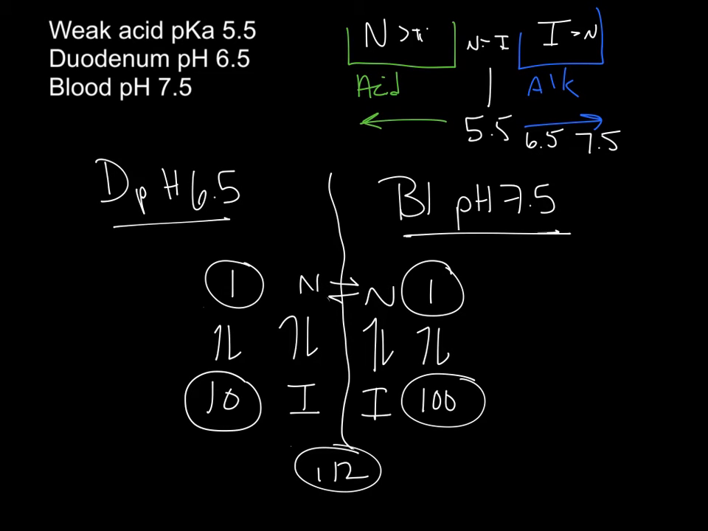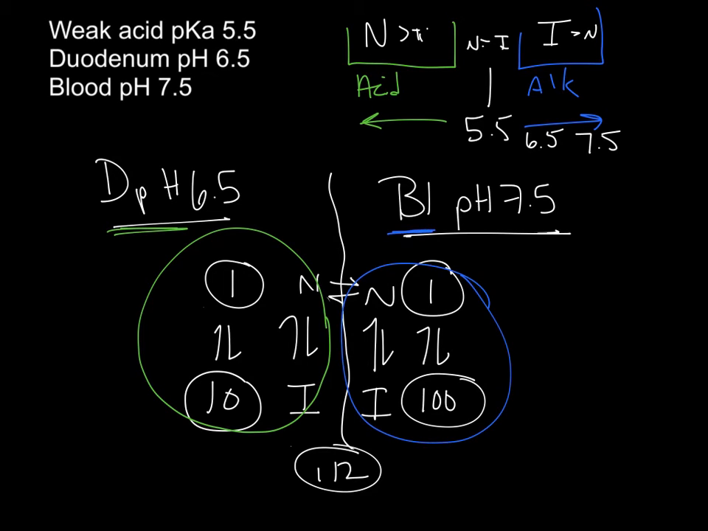And again, of those, we could figure out any proportion. But what we care about at this point now is what's the total amount that's in this duodenum? What's the total amount that's in this blood? So we're basically going to add up the N's and I's on the duodenal side, which is 11 particles out of a total of 112. And on the blood side, 101 particles out of a total of 112.